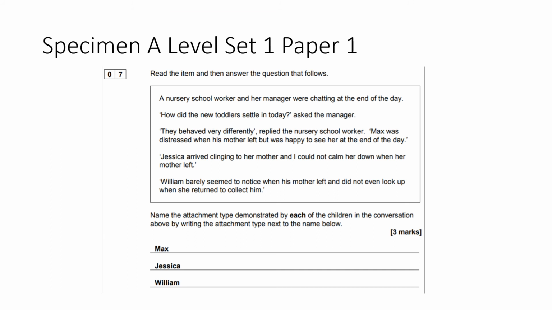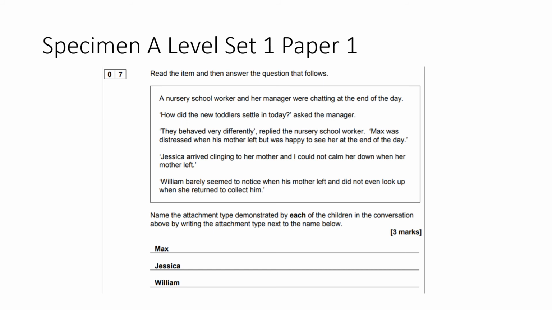Okay, so now we've just got some past papers to look at. This is from a Specimen A-level set 1, paper 1. So you have an item here and you've got 3 different children. So you've got to say what their attachment type is by looking at the scenario and picking it out, okay?